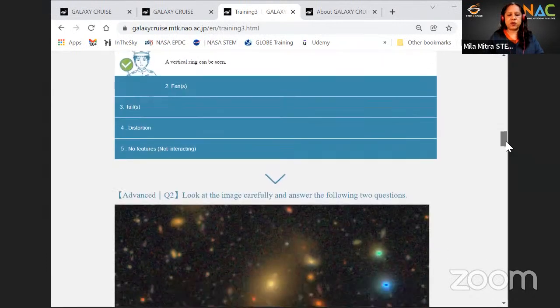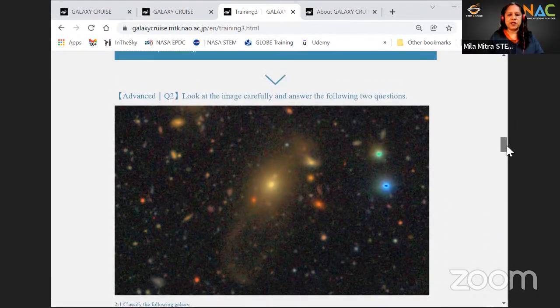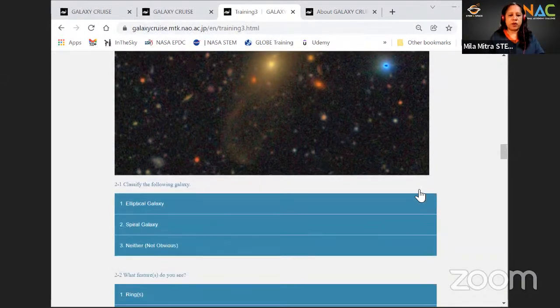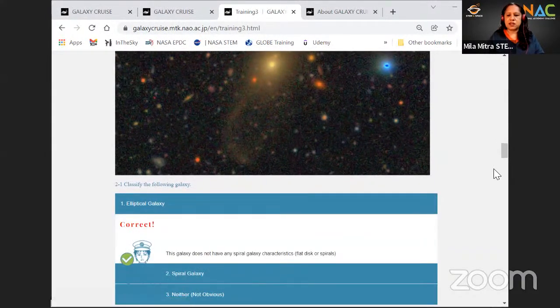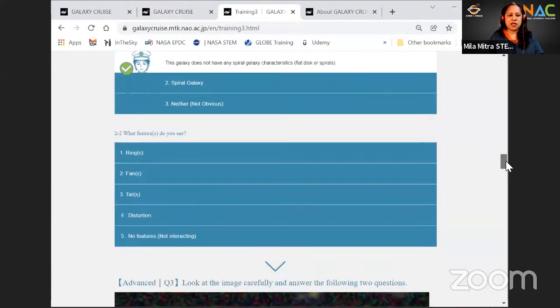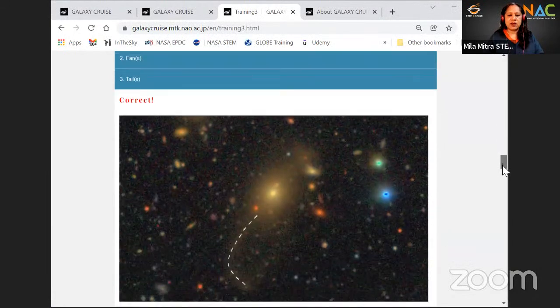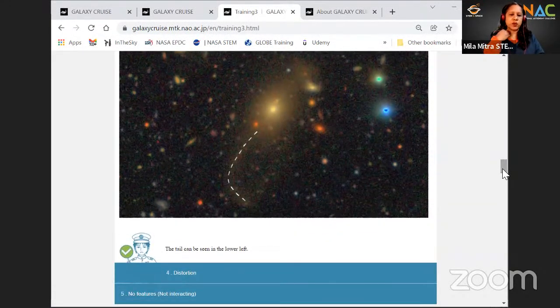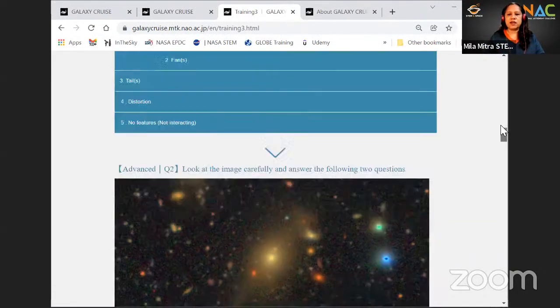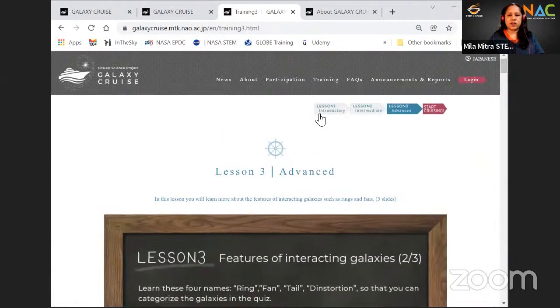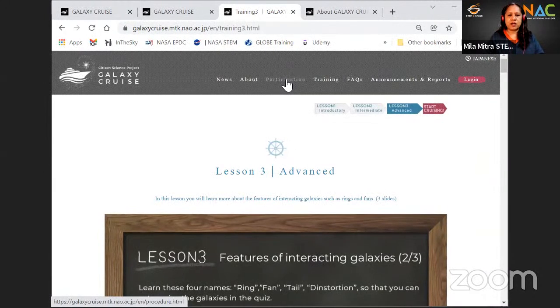So this is the way you will do it. Look at this image, and this is probably an elliptical. That's correct. And is it interacting? Yes. And what do we see? Tails. So this is the way you will do it. Finally, when you get to the end of it, you can be ready to start. Now, how do you start this?